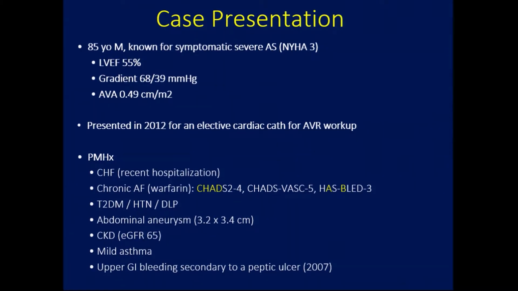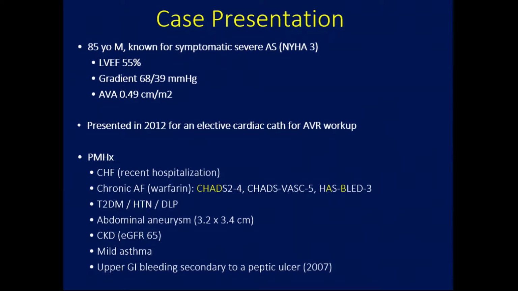So at this time, the past medical history was significant for a recent hospitalization for cardiac failure. In fact, that was at the time that the severe AS was discovered. He was principally known for chronic AF, so he was anticoagulated with warfarin. His INRs were quite stable, with 1 INR performed a month. So his CHADS-2 was 4, his CHA2DS2-VASc was 5, and his HAS-BLED was 3.